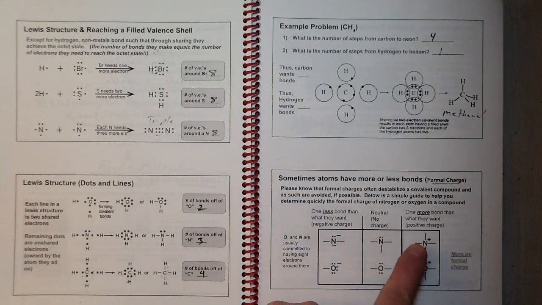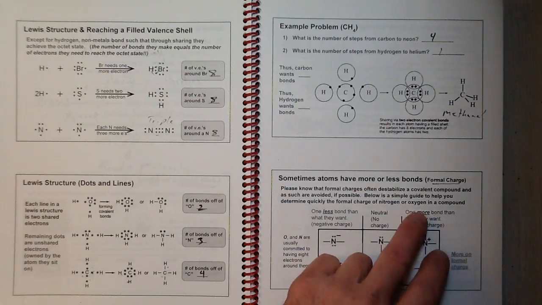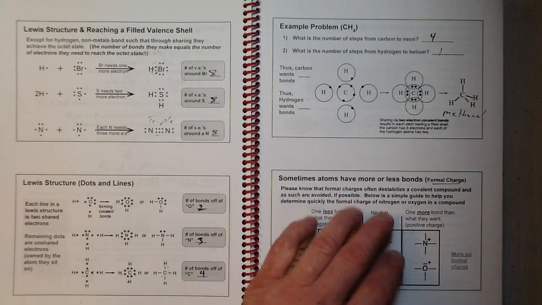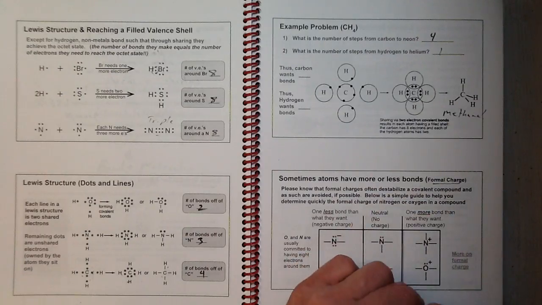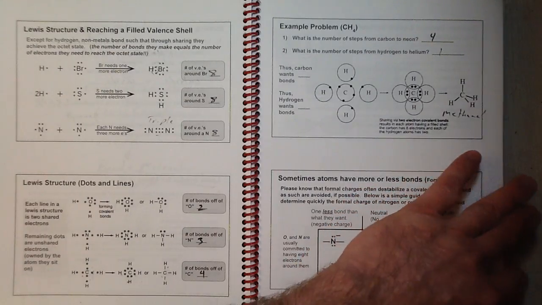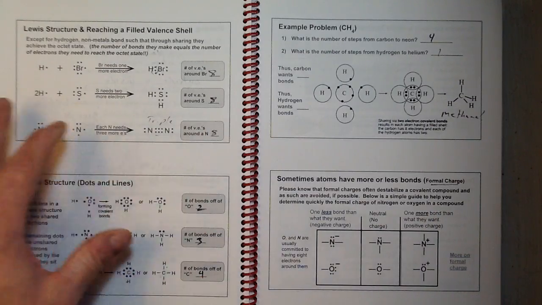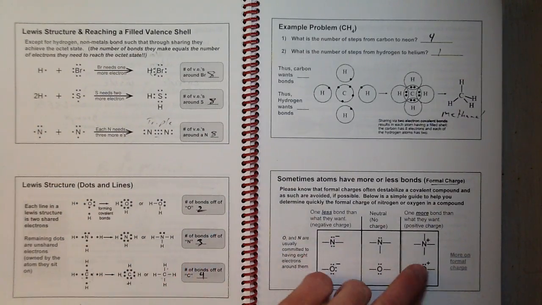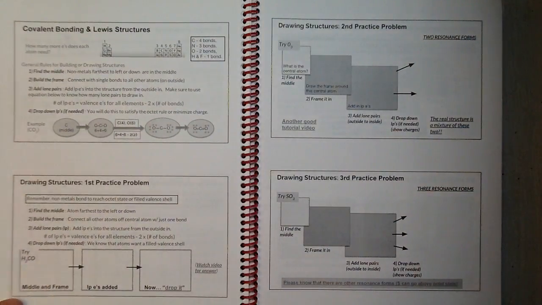If they have more bonds than what they typically want, this is just true for nitrogen and oxygen, they'll have a positive charge. 1 more bond than what they typically want, they'll be positive. There's more on formal charge. We'll probably have to talk about it in class, some formal rules for formal charge. But remember the N's and O's. It's really helpful just to think, does it have one more bond than what it wants? It's positive. It has one less bond, it's negative.